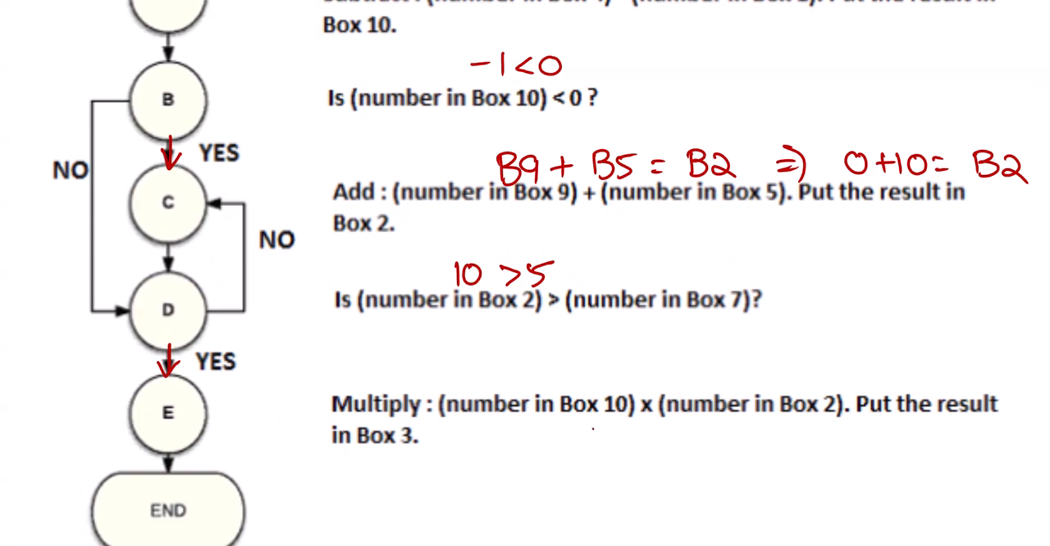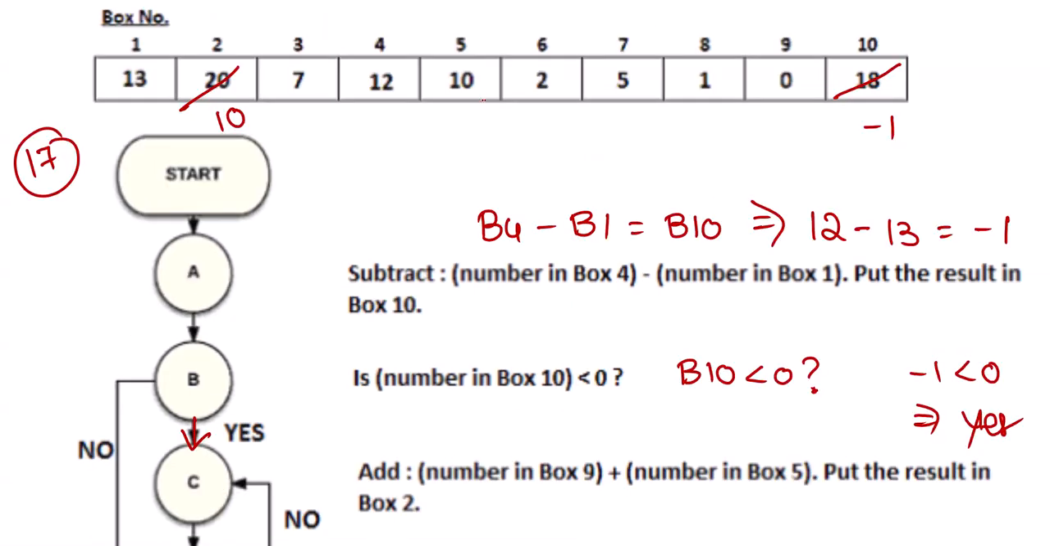So finally, number in box 10 and number in box 2 should be multiplied, which is minus 1. Number in box 2 is 10. The result is minus 10, which you need to update in box 3. So box 2 changed, box 10 changed, box 3 changed.